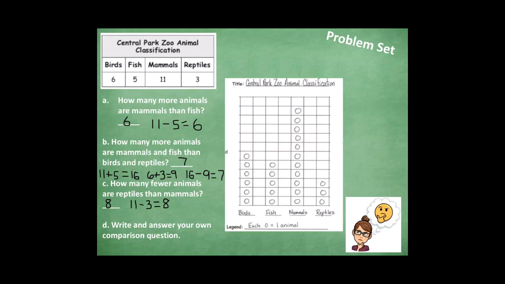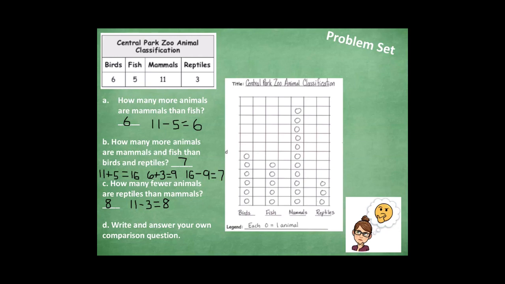B. How many more animals are mammals and fish than birds and reptiles? This one was pretty tricky for me and had several steps. First, I had to look at mammals and fish. I could see that there were 11 mammals and 5 fish. And together, that makes 16 mammals and fish in one group. Then I had to look at birds and reptiles. I could see that there were 6 birds and 3 reptiles. When I put those two groups together, I got 9.